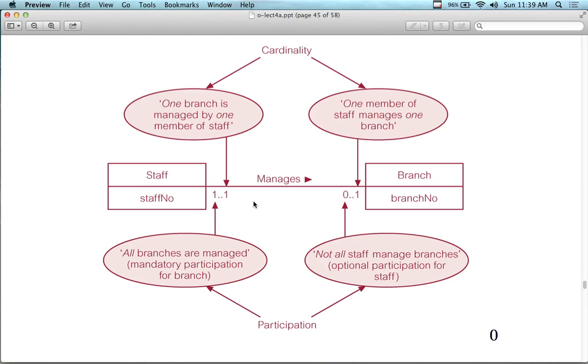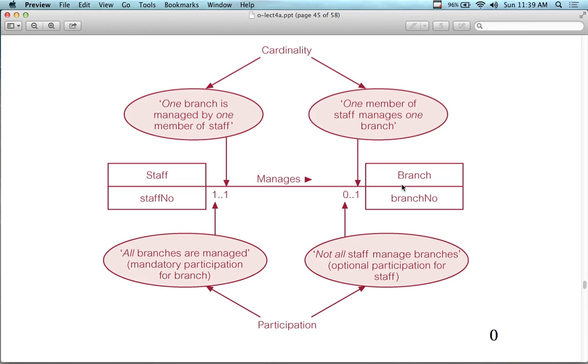Because most people, when they look at this, they go, I don't know what the 0 means. Why didn't we put a 0 over here? Because every branch needs a staff manager. We have to have a staff manager. It's mandatory. So over here, though, we can be a staff member and not manage a branch. But this is really talking about the branch end. The branch, we have all these staff people, and we only want one of them.